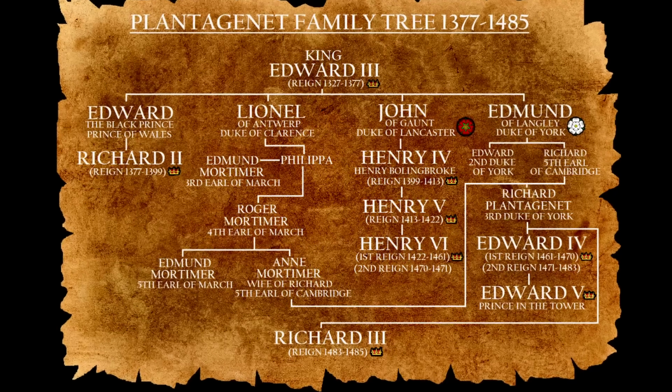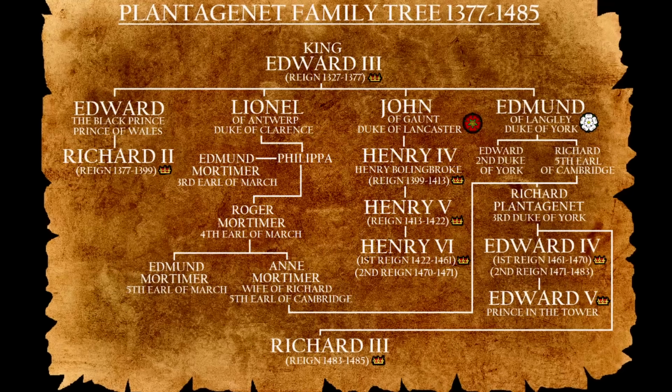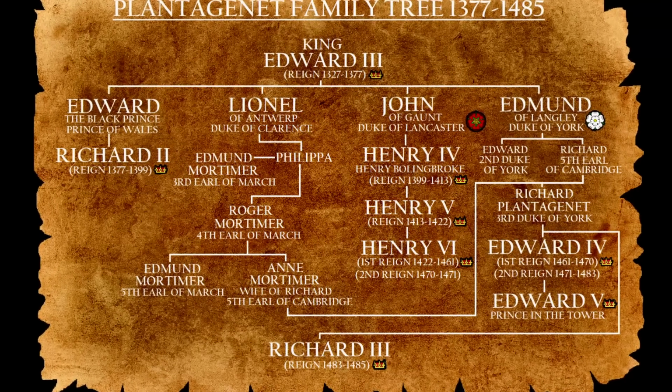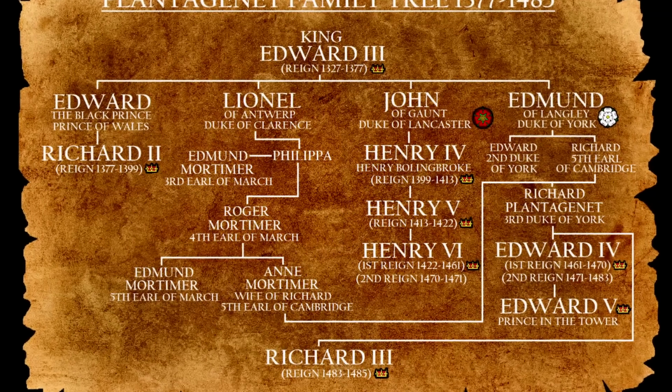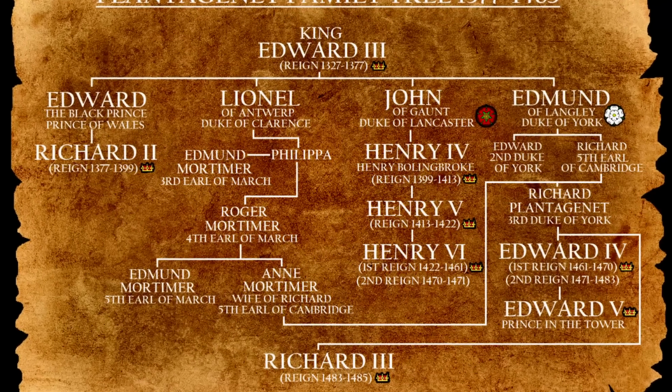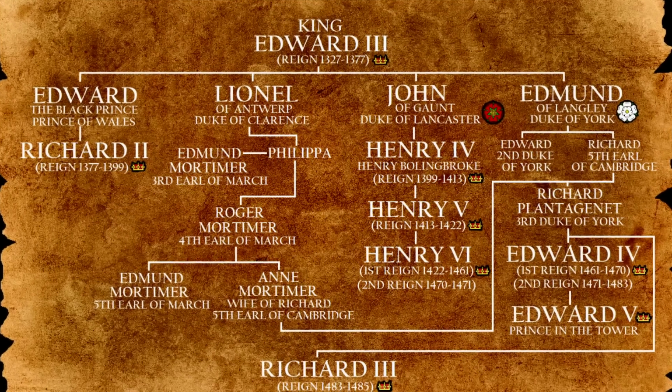These rival branches were descended from the second surviving son of Edward III, Lionel of Antwerp, 1st Duke of Clarence, as well as the fourth surviving son of Edward III, Edmund of Langley, 1st Duke of York, who represented the House of York under the famous symbol of the White Rose.